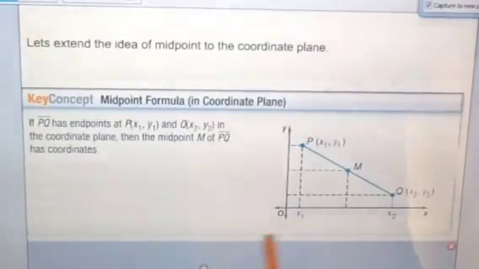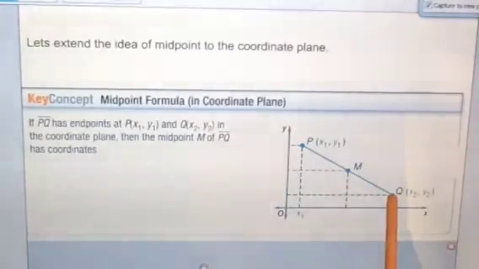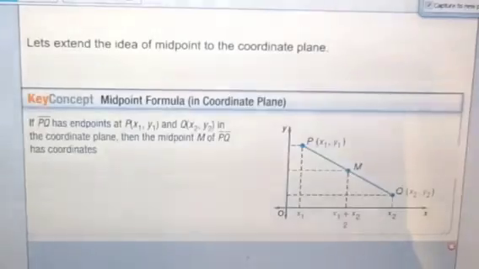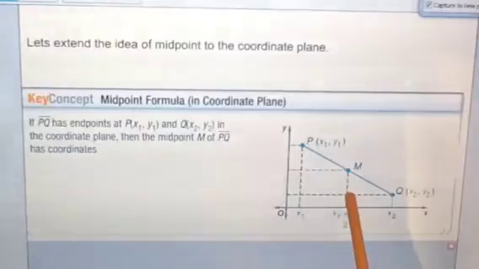Now, on the coordinate plane, it's just a horizontal number line and a vertical number line. So all we need to do on the coordinate plane is to look at just the x's. So how would I find the middle of the x's? If I only looked at x sub 1 and x sub 2, how would I find the middle of the x's? I would simply use my midpoint formula and find the middle of the x's as x sub 1 plus x sub 2 divided by 2. And that would give me this middle point here.